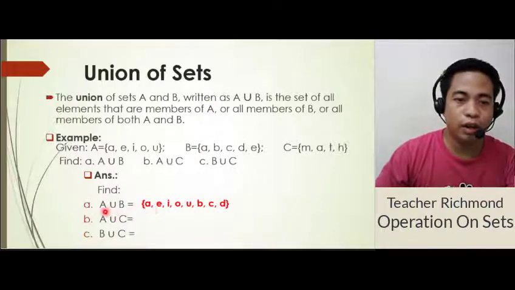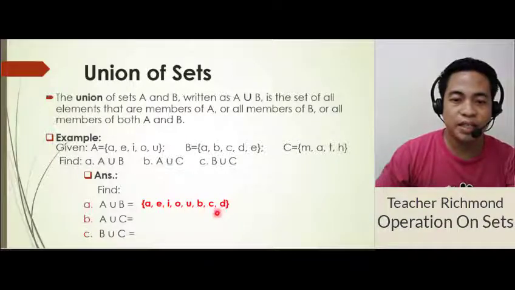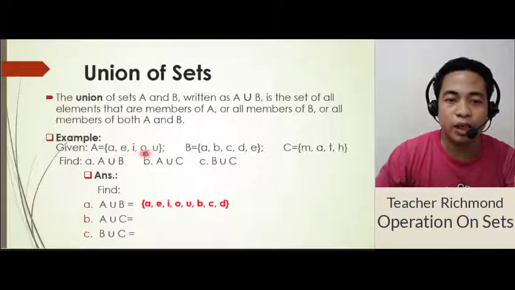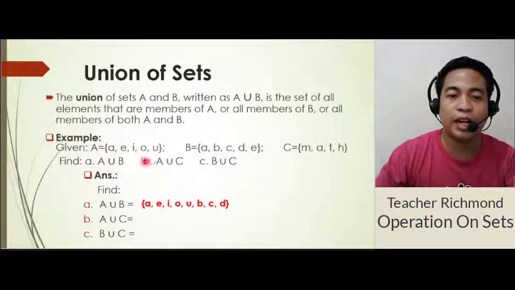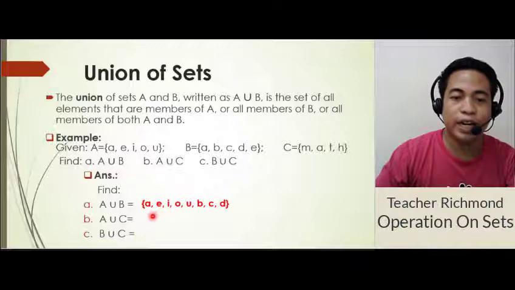Alright, so the union of sets A and B is A, E, I, O, U, B, C, D. Why? Because the union of sets is all members of set A and members of set B. So what you're going to do is just write all the elements of set A and set B, the elements of the two sets, to get the union of those sets. So therefore, here is our answer: A, E, I, O, U, B, C, D.